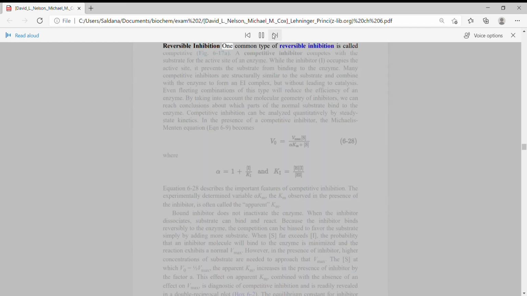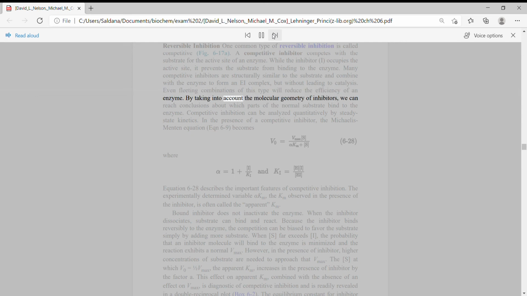Reversible inhibition. One common type of reversible inhibition is called competitive, Fig. 6-17a. A competitive inhibitor competes with the substrate for the active site of an enzyme. While the inhibitor, I, occupies the active site, it prevents the substrate from binding to the enzyme. Many competitive inhibitors are structurally similar to the substrate and combine with the enzyme to form an EI complex, but without leading to catalysis. Even fleeting combinations of this type will reduce the efficiency of an enzyme.